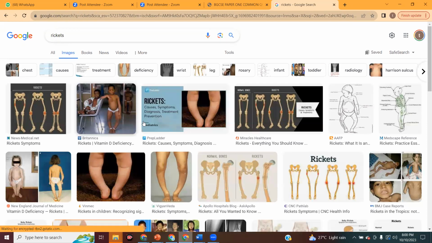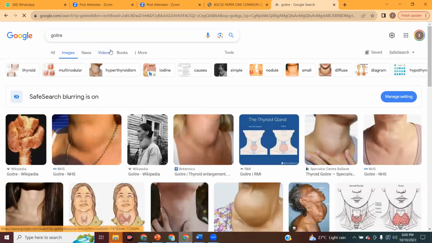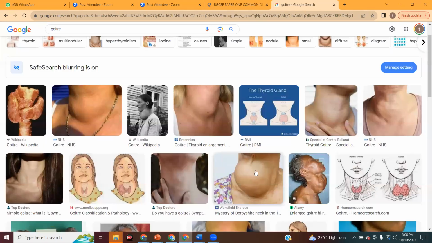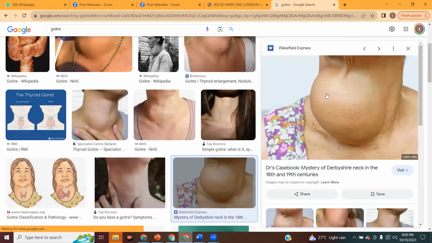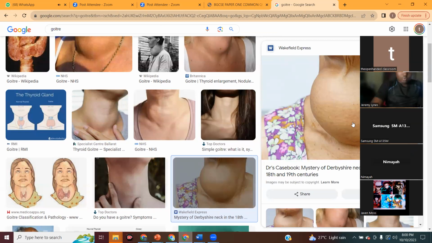Okay, I'm gonna put up a picture and you're gonna tell me what they are missing in their diet. If they have swelling in their neck, what do we call that? Goiter. And what mineral are they missing? Iodine, very good. They're missing iodine in their diet.